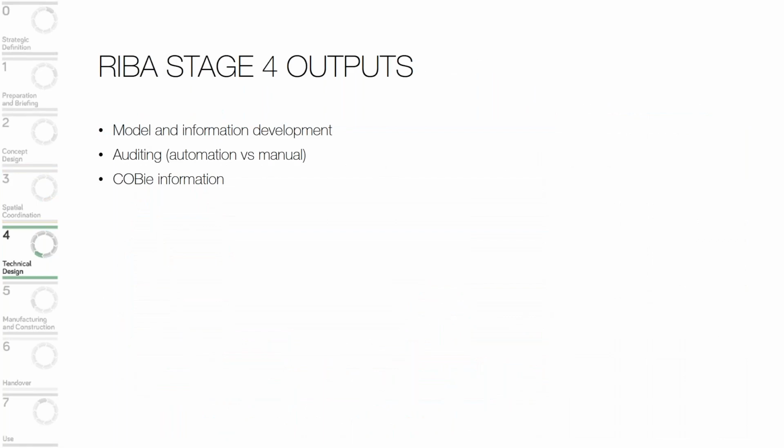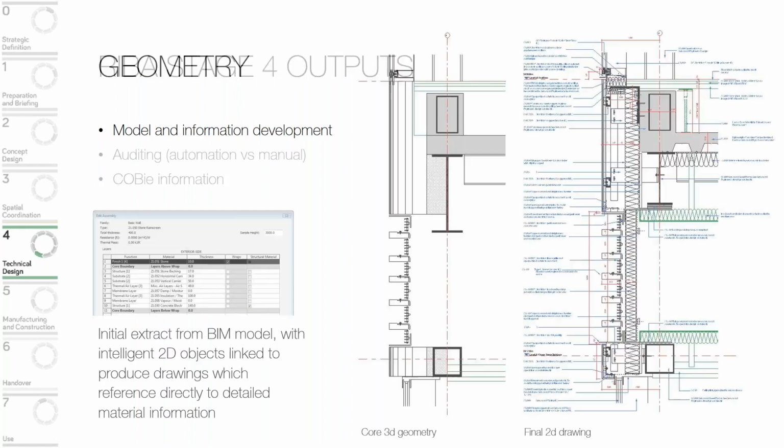So then when we get into RIBA stage 4, we're starting to really develop the final bits of geometric information and specification information, and bringing those up in incremental small steps to the end of stage. We invest a lot of time and effort in auditing, and we've got automated auditing and manual auditing, and then also we've got COBie information to talk about as well.